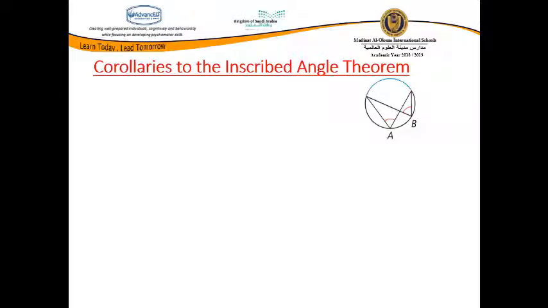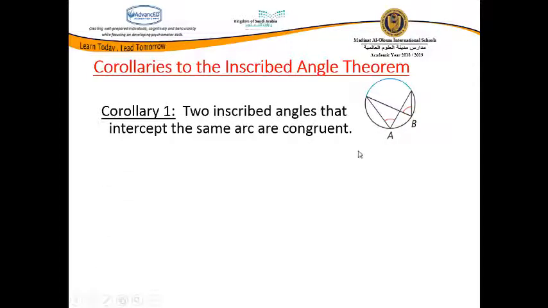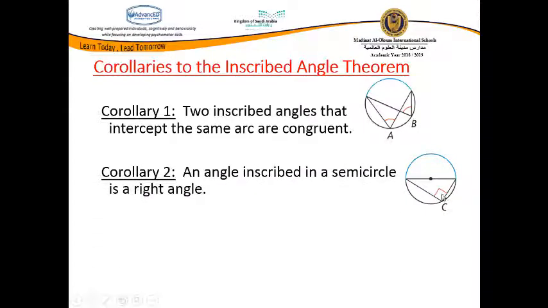Corollaries to the inscribed angle. If we have two inscribed angles, like angle A and angle B, and both of them intercept the same arc, sharing the same arc, then both of them are congruent. We have another corollary. If we have an angle inscribed in a semicircle, this inscribed angle, angle C, equals half the semicircle, then equals 90, so this angle is a right angle.